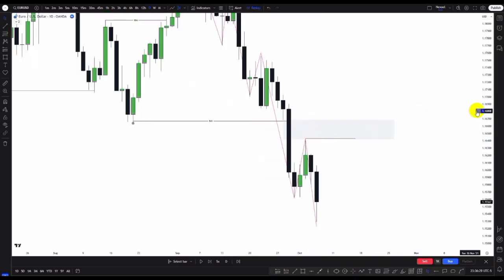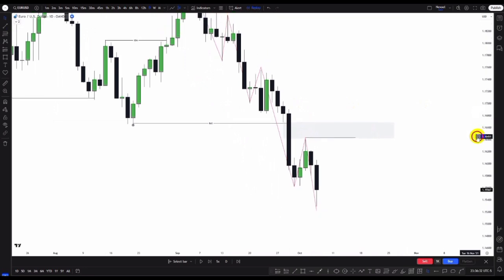Fair value gaps also act as sponsorship zones. They act as points of interest. At times when you're analyzing the chart, you would see that price doesn't return to an order block. The price just returns to a fair value gap, and then you have price movement to the downside. So when you're trading, there are order blocks, breaker blocks, mitigation blocks, rejection blocks, and fair value gaps. All these are sponsorship zones that price has a tendency to react at. It mustn't just be the order blocks.